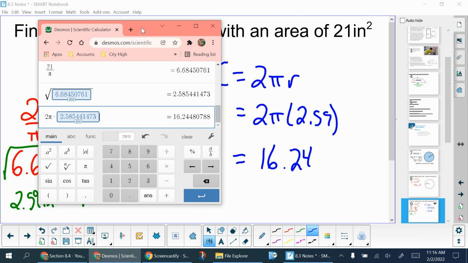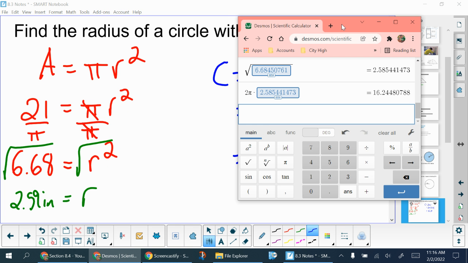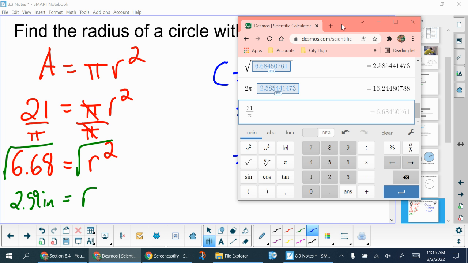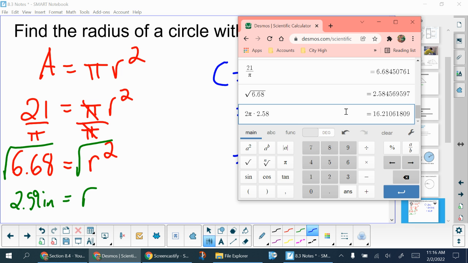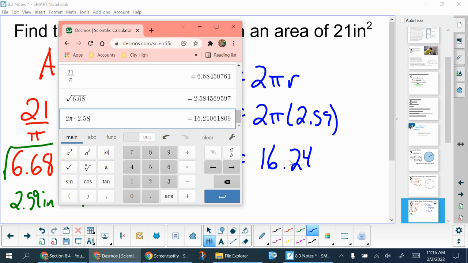So let's just take a look here and imagine that I did round these off. So I did 21 divided by pi. I got 6.84, and I'm going to assume that I'm not using the previous answer. So I'm going to take the square root of 6.68. You'll notice here that actually would round differently. Instead of rounding to 2.59, that just rounds to 2.58. And then when I go to plug it into my formula here, 2 times pi times 2.58, I get 16.21 instead of 16.24. That's the rounding error that you're seeing there.